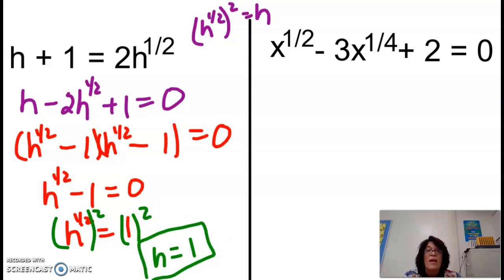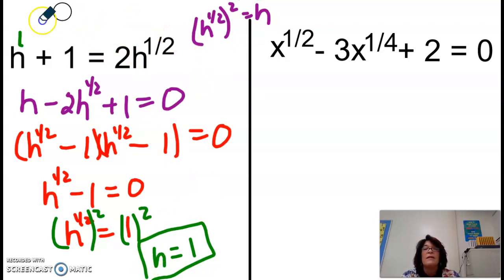Now I would definitely check this, you guys. Sometimes there's no solution. Since I was squaring and square rooting, there's a square root here and I'm squaring, etc. I might have, maybe this actually doesn't work once I put it back into the original equation. But when I put 1 in, I get 1 plus 1 is 2. 1 to the 1/2 is 1. 2 times 1 is 2. So yes, that was the correct answer.